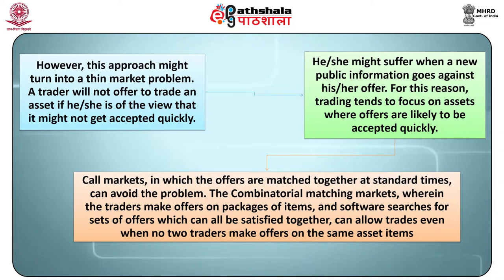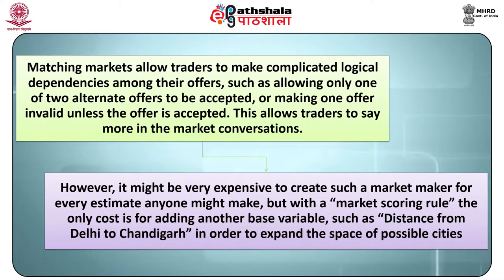Call markets, in which the offers are matched together at standard times, can avoid the problem. The combinatorial matching markets, wherein the traders make offers on packages of items and software searches for sets of offers which can all be satisfied together, can allow trades even when no two traders make offers on the same asset item. Matching markets allow traders to make complicated logical dependencies among their offers, such as allowing only one of two alternate offers to be accepted or making one offer invalid unless another offer is accepted. This allows traders to say more in the market conversations.